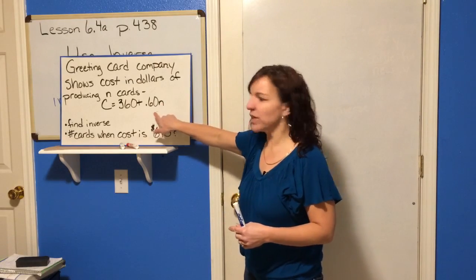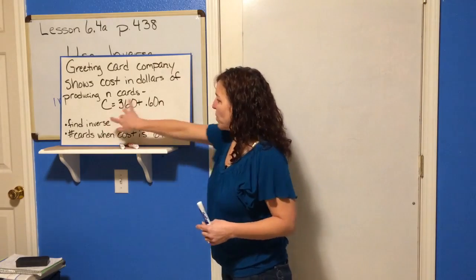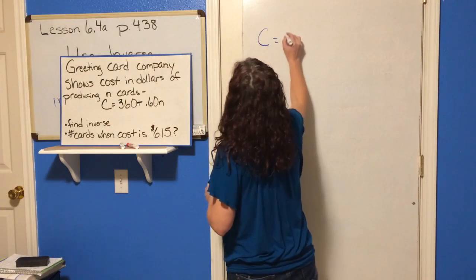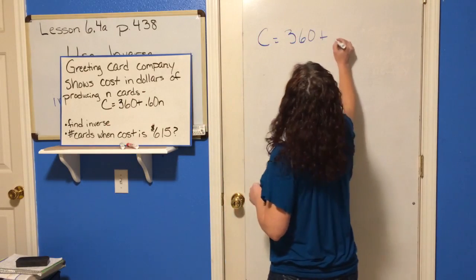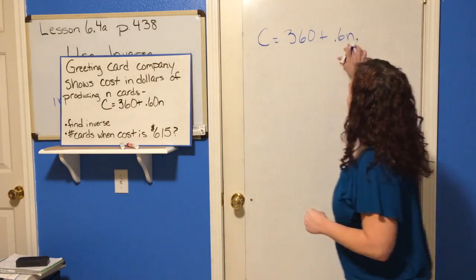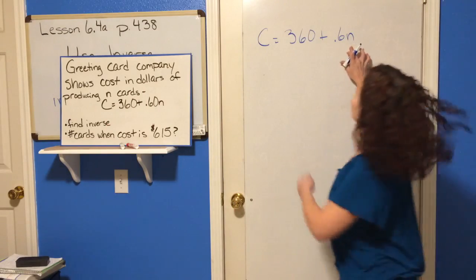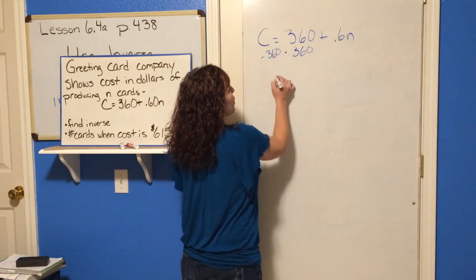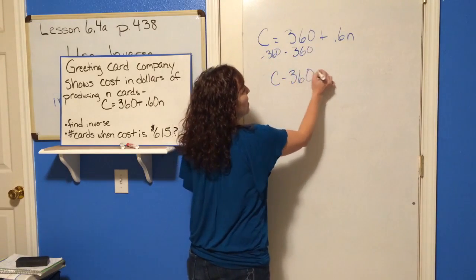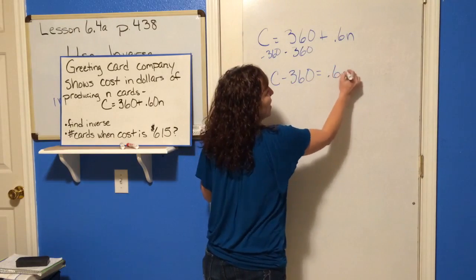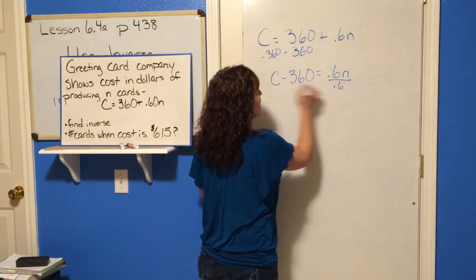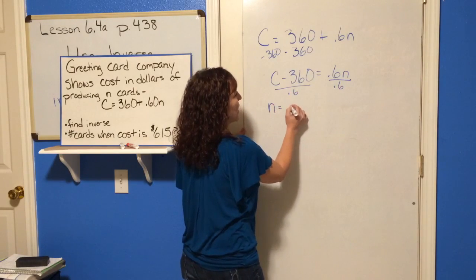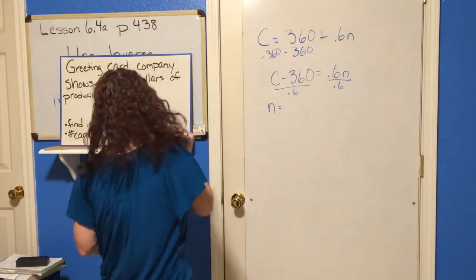All right, instead of the old input and output, make this your input and this your output. So we're going to start with C equals 360 plus 60 cents N. We're going to solve for the N and just get it by itself. So subtract 360. So the cost minus 360 equals 60 cents N. Divide by the 60 cents. And so now N equals C divided by, let's see, I think I did it already.